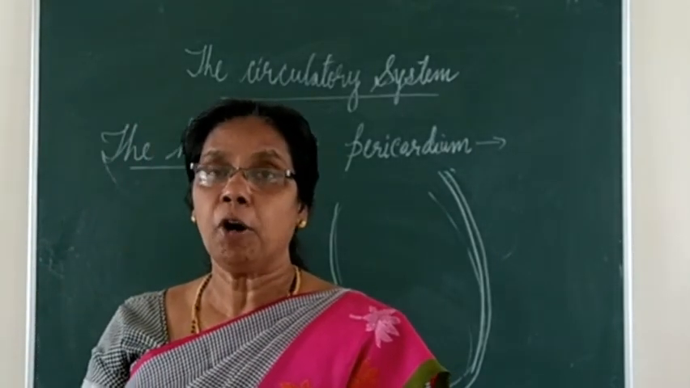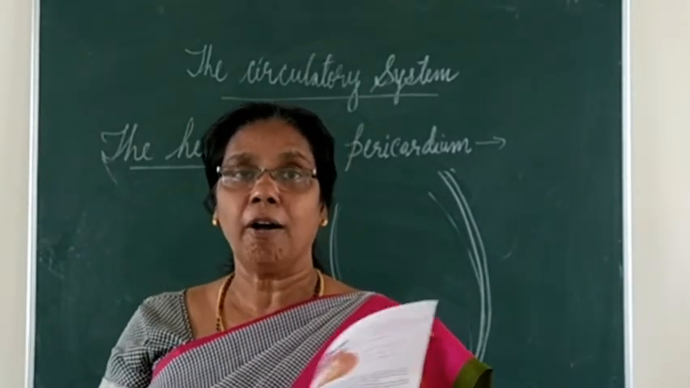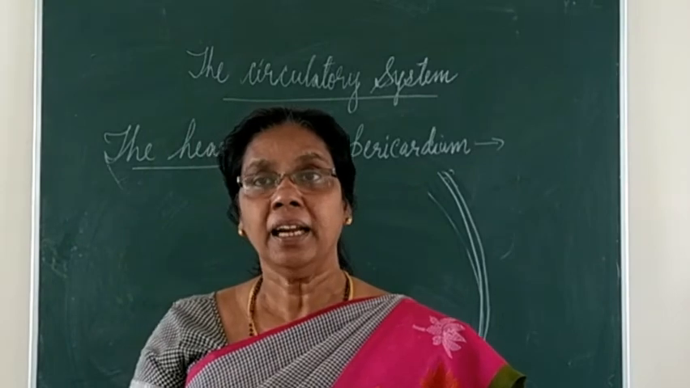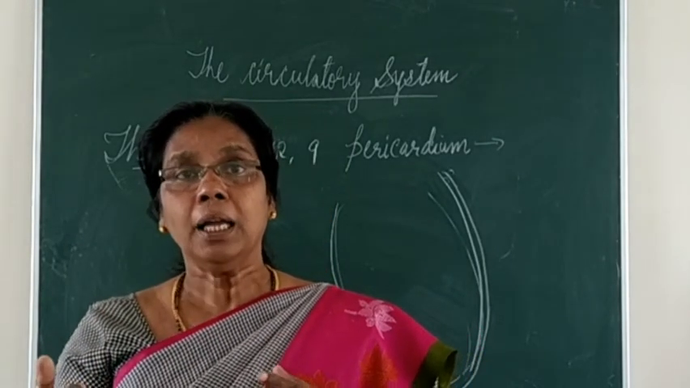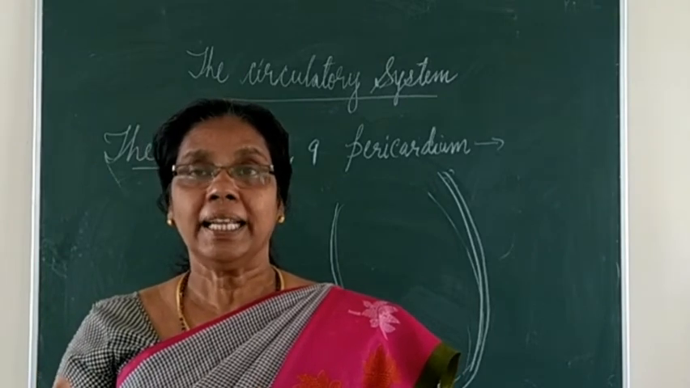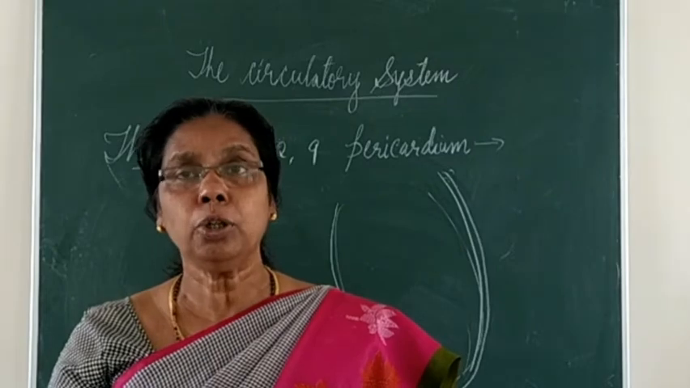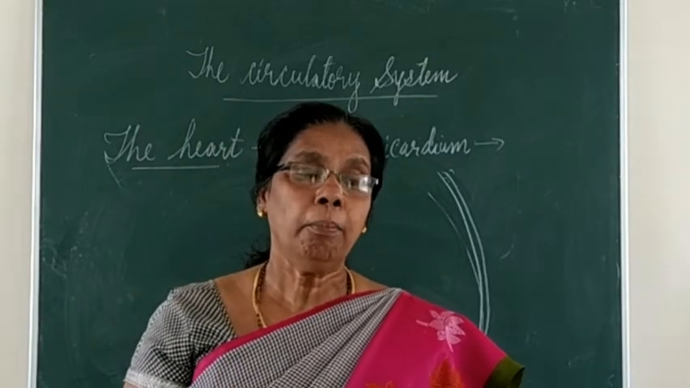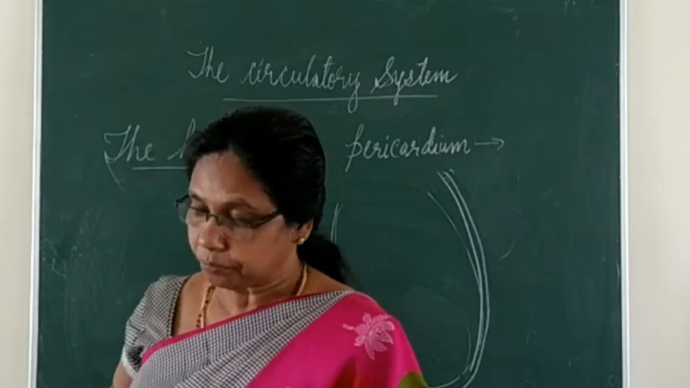So you understood about the pulmonary artery as well as the aorta. The pulmonary artery carries deoxygenated blood from the heart to the lungs, whereas the aorta carries oxygenated blood to all parts of the body. The next one is called the coronary arteries.